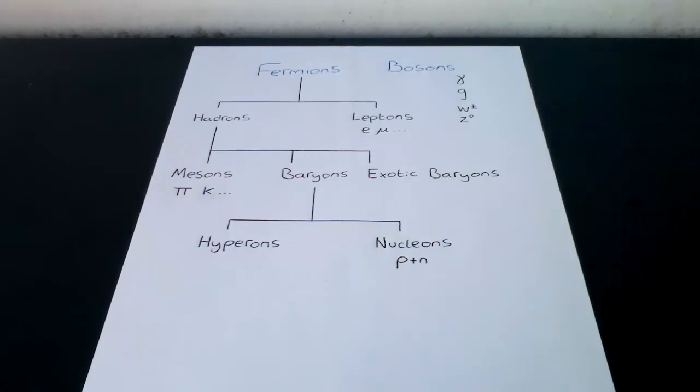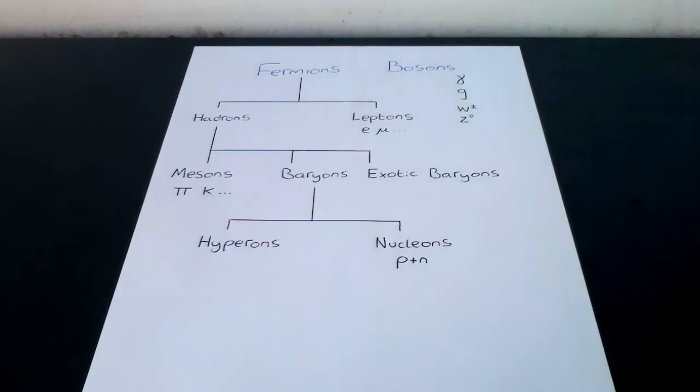Baryons or hadrons are composed of 3 quarks each. Nucleons are particles that make up the nucleus of an atom. They are protons and neutrons. Hyperons are heavier and short-lived. Particles in the group are mostly named with a single Greek letter.